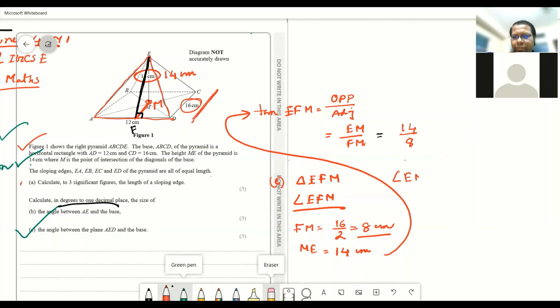So EFM is tan inverse 14 by 8, which is 60.255. But we need to find the answer to 1 decimal place. In degrees to 1 decimal place, it will be 60.3 degrees. And it's the correct answer. Okay, so I think you have understood.